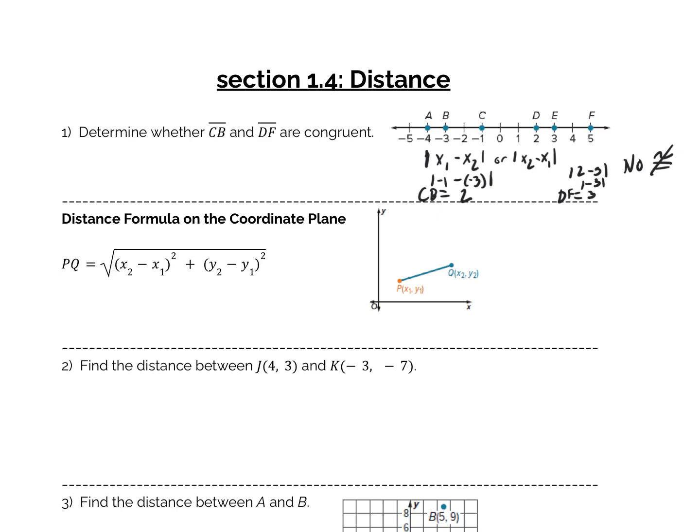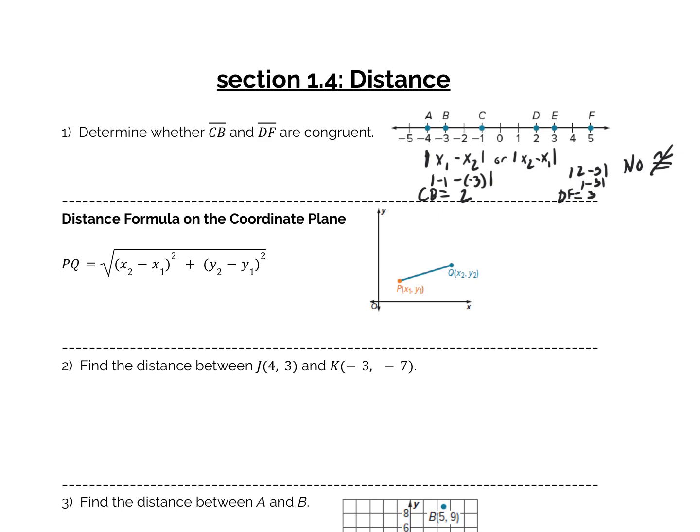But most of the time we're going to be asked to find distance on things that aren't just in a straight horizontal or vertical distance. It's going to have a change in both. So to use that, we're going to use our distance formula. It is the square root of the difference in the x's squared plus the difference in the y's squared.